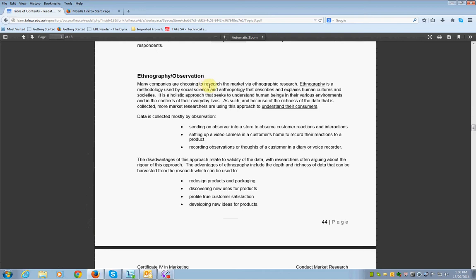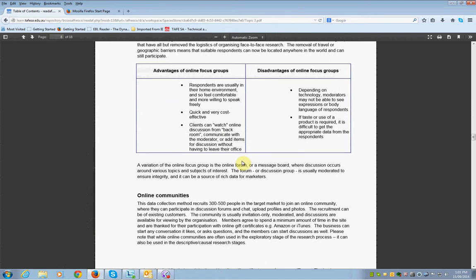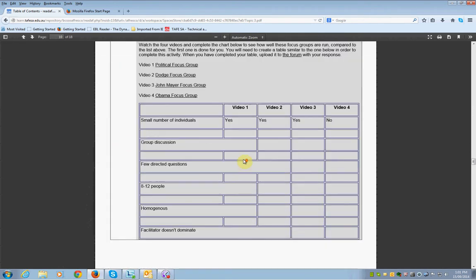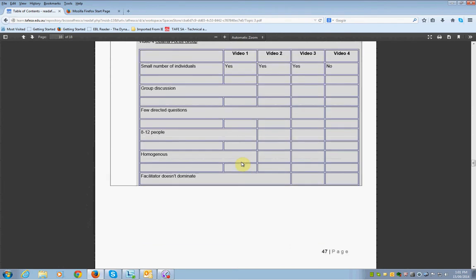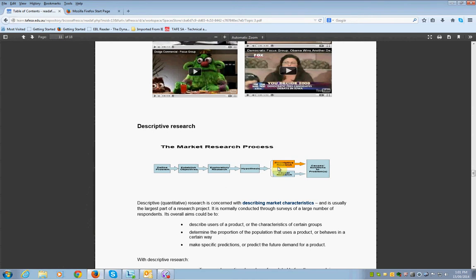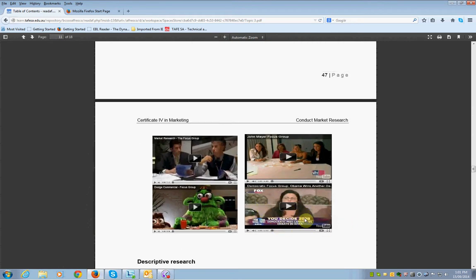So a number of different research techniques here, and we won't talk about them all. But what I would like to talk about, by the way, here with this, is focus groups. Try and watch in particular this focus group here, the one about the presidential nomination in the Democratic Party in the U.S.